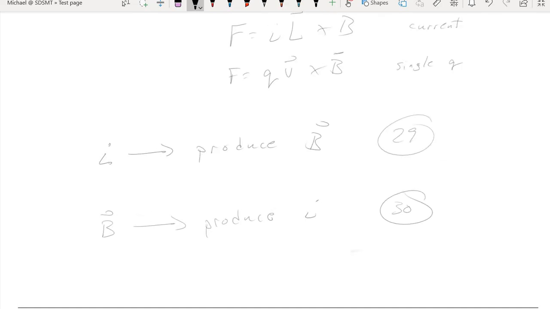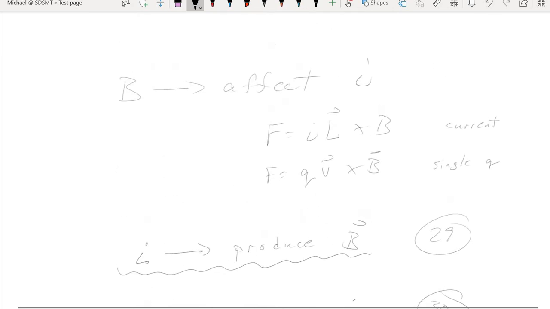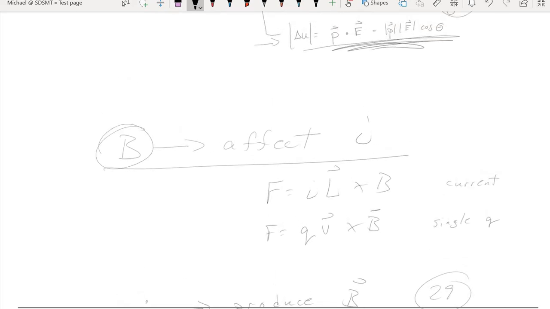So this is going to be chapter 29. This is going to be chapter 30. But if we can produce a magnetic field by using the current in one wire, does that mean that one wire can affect another wire in the circuit? And the answer is absolutely, because we've just talked about that. The only thing that we didn't cover here was where this external magnetic field came from.